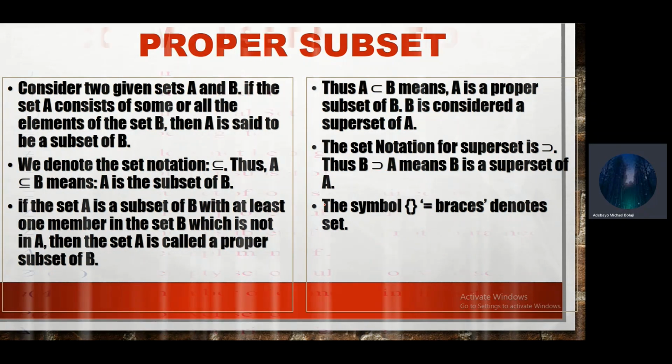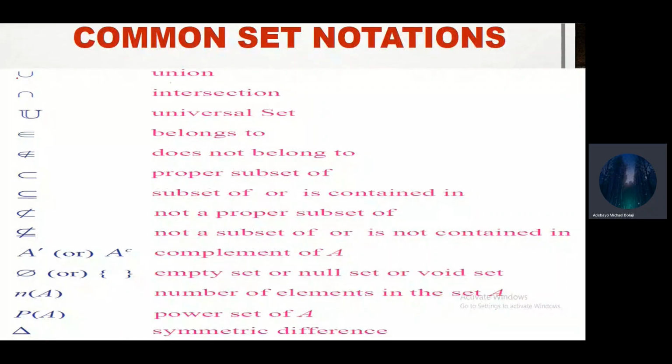Now let's look at common set notations. When you have a U of this form, it is called union. When the U is inverted, it is called intersection, and this is called our universal set. This, of course, is what we discussed the last time; it signifies belongs to, or is an element of. So I can say A is an element of set A. Is that okay? This one means A is not an element of set A.